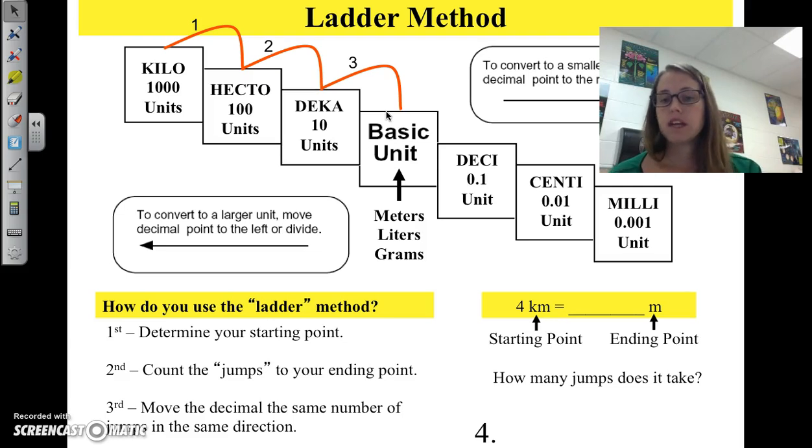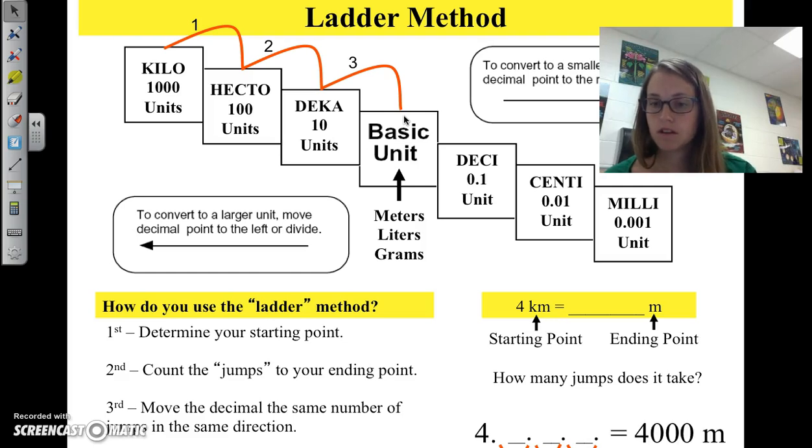Okay? So what that means is if we have 4 to start with, remember that the decimal point always goes to the right of the number that we're working with. Okay, so if we have 4, and we're going to move that decimal point 1, 2, 3 spaces to the right. Okay, then we'll fill in those blank spots with zeros, and that will give us 4,000 meters. So there is 4,000 meters in 4 kilometers. I hope that makes sense.